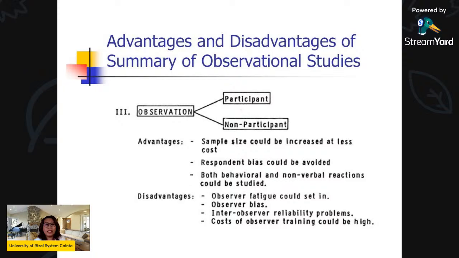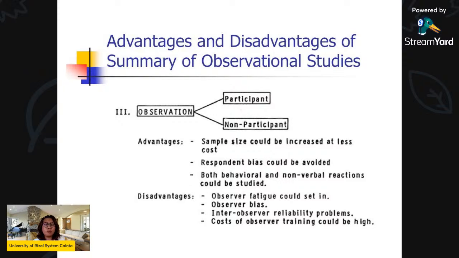Tandaan natin, the sample size could be increased at less cost. Number two, respondents by gawin mong collection of data. Both behavioral and non-verbal facilities or reactions could be studied. So, yun yung advantage. Sa disadvantage, tandaan natin, observer fatigue could set in, meaning to say, yung stress ma-acquire.